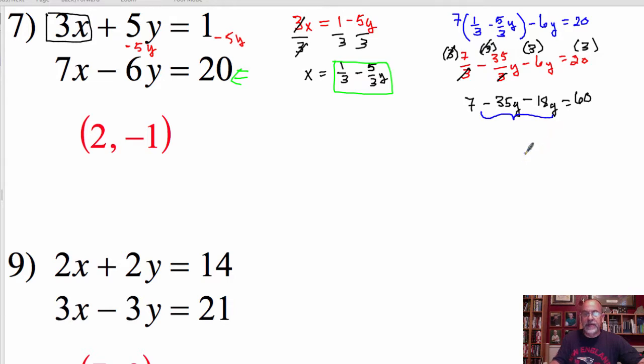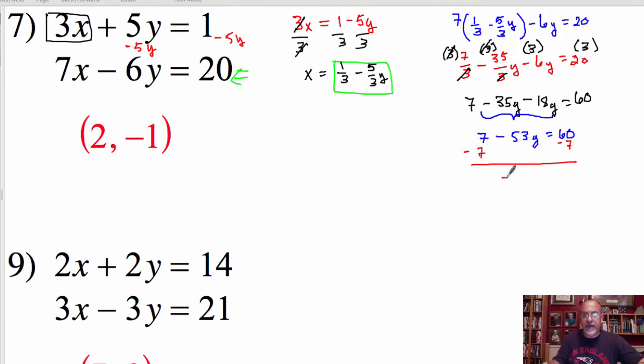I'm going to combine these like terms. So I have 7. This is going to be negative, let's see, 45, 50, what? 53. Y is equal to 60. And then I'm going to get the variable by itself. Actually, yeah, let's just go ahead and do it this way. I normally would do it a different way just to keep that positive, but that's okay. We can do it this way.